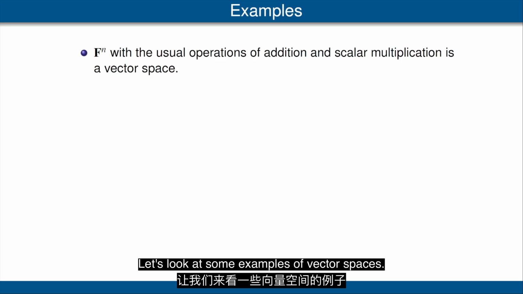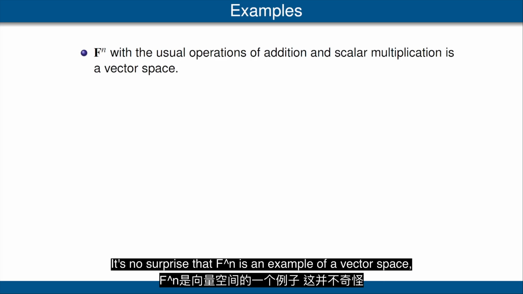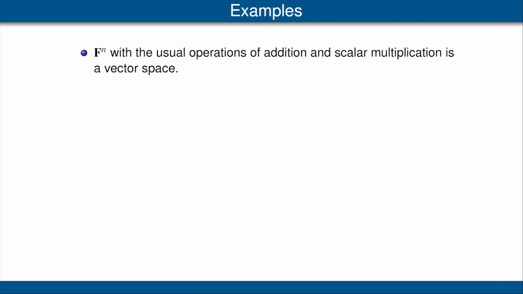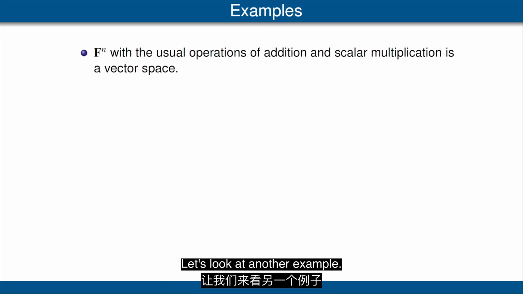Let's look at some examples of vector spaces. Our first example is Fn with the usual operations of addition and scalar multiplication. It's no surprise that Fn is an example of a vector space because we based our definition of vector space on the properties of Fn. So let's look at another example.